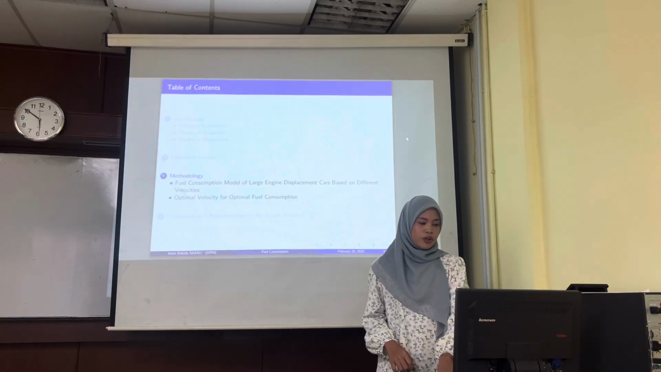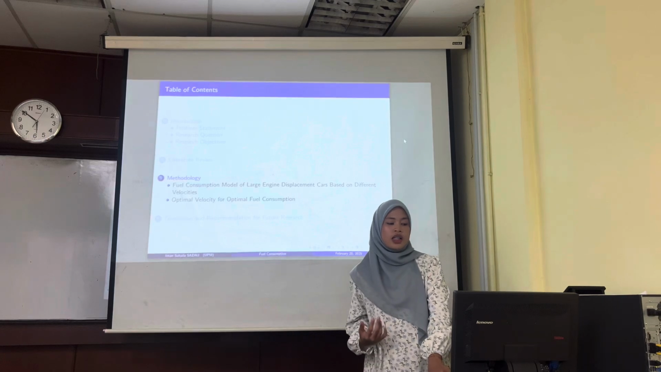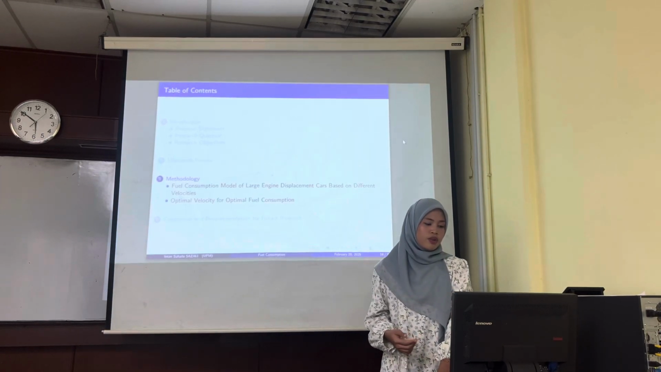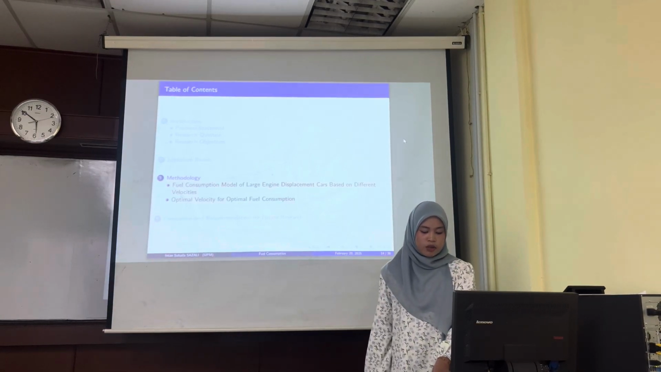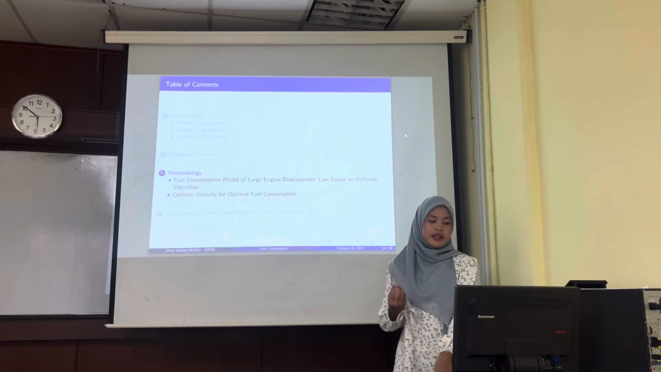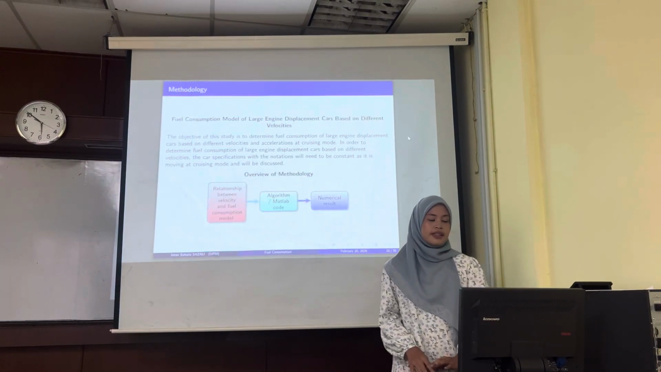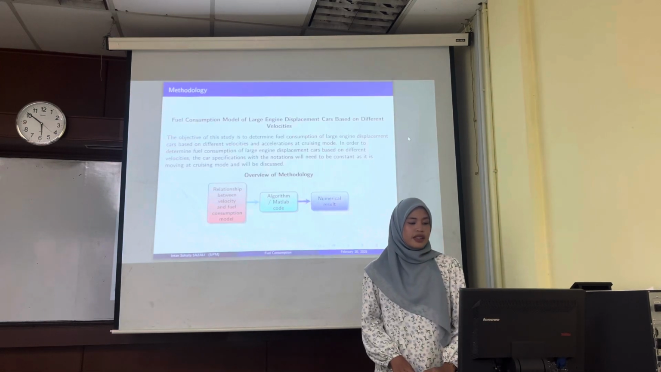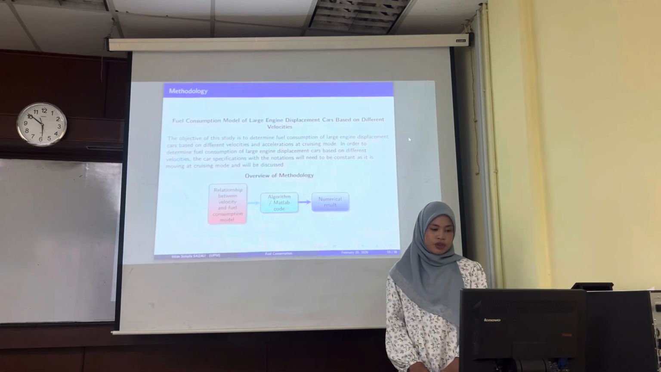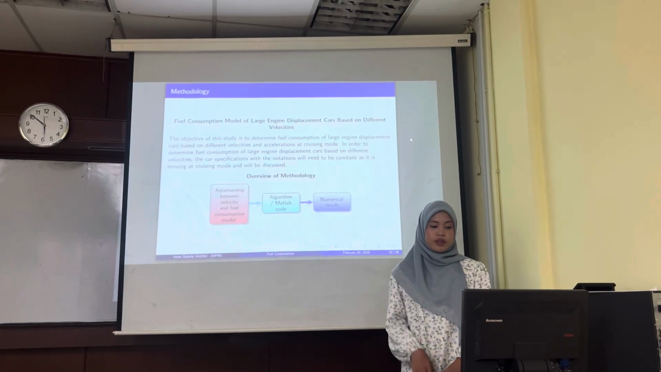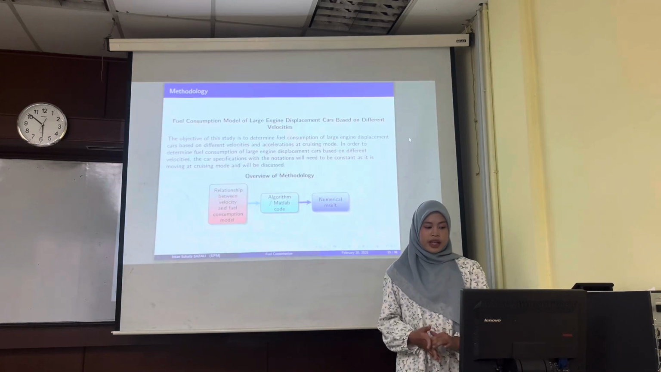So we move on to methodology, which has two objectives. We have to generate the fuel consumption profile using the fuel consumption model of large engine displacement cars based on different velocities, and also to obtain the exact value of optimal velocity for optimal fuel consumption. So the first is the fuel consumption model of large engine displacement cars based on different velocities. In order to determine the fuel consumption, the car specifications and the locations will need to be constant as it is moving at cruising mode.